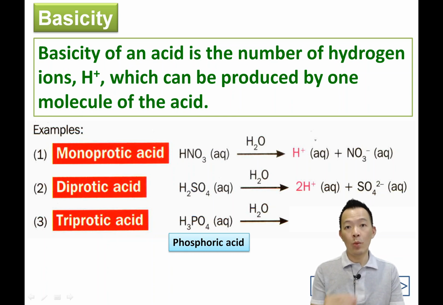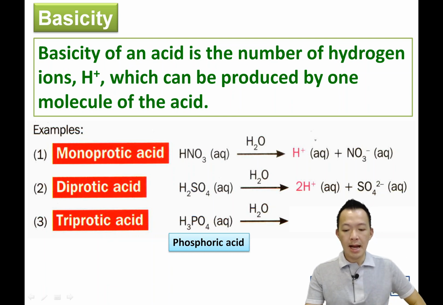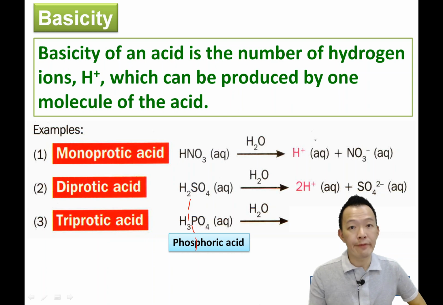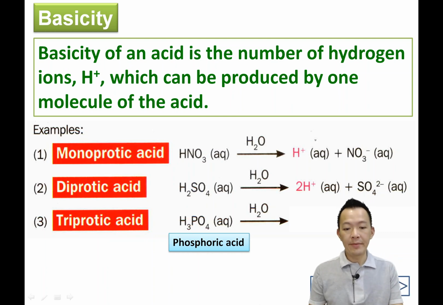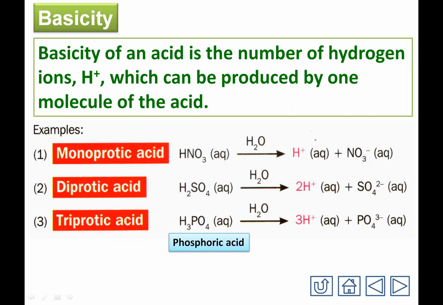Okay, what's meant by triprotic? You know 啦 one acid molecule, when dissociate into the water, produce 3 hydrogen ions, 产生3粒的 hydrogen 离子啦。那 something like this, 3 hydrogen ions plus 1 phosphate. Okay, molecule 啦 ion 啦。So 3 hydrogen ions plus 1 phosphate ion. Okay, so this is what we call triprotic acid, and the acid here we call it phosphoric acid. 这个 acid 叫 phosphoric acid.